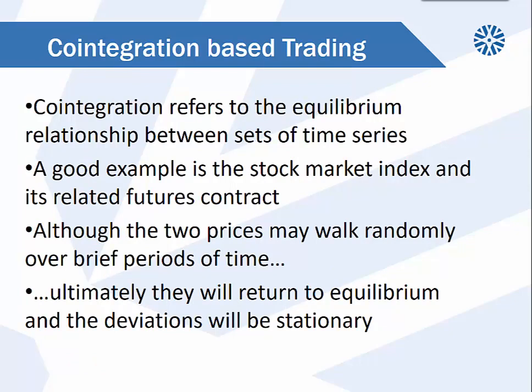Co-integration refers to the equilibrium relationship between sets of time series. So what this might be, as an example, is the stock market index and its related futures contract. Although the two prices may walk relatively randomly over a brief period of time, let's say over a few hours or over the day, ultimately they will return to equilibrium and the deviations will be stationary. And it's actually that relationship of the deviations that starts to become of interest for co-integration based trading.